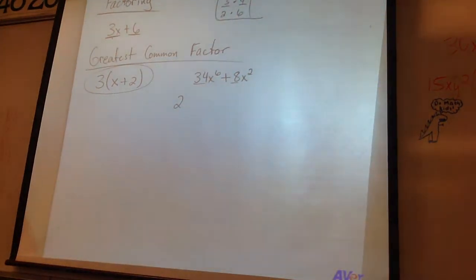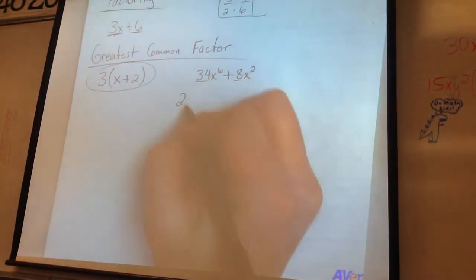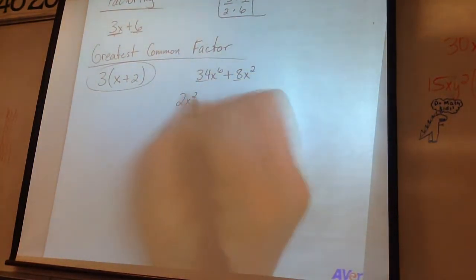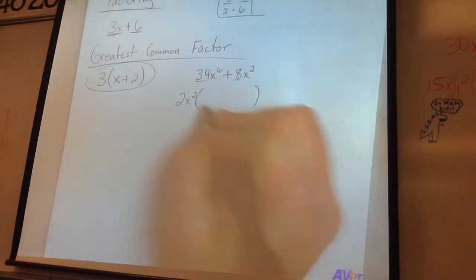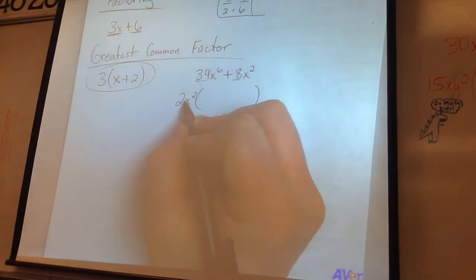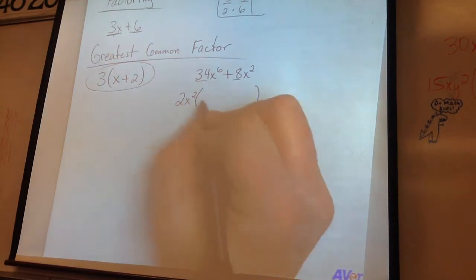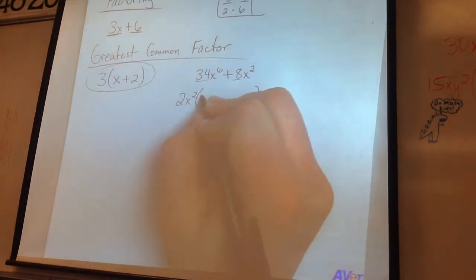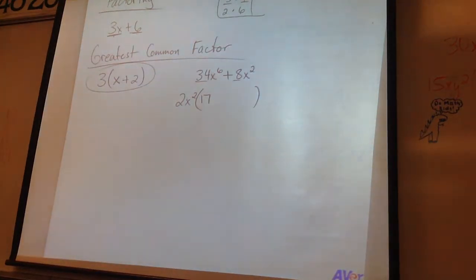What about x's? What's the largest amount of x's they both have in common? 2. This one has 6 of them, this one only has 2, so we can bring out x squared. Once you've brought out the greatest common factor that they have in common, you fill in parentheses with what you need. If you were to multiply this times this, you should get 34x squared. So 2 times what gives me 34? Oh, 17. X squared times what gives me x to the 6th?